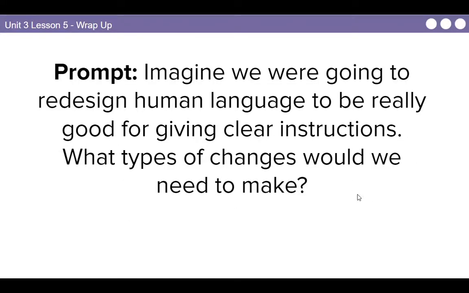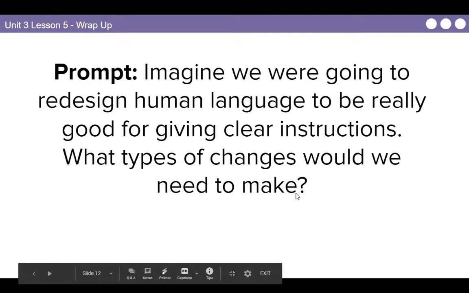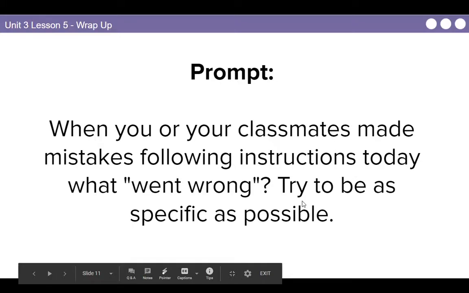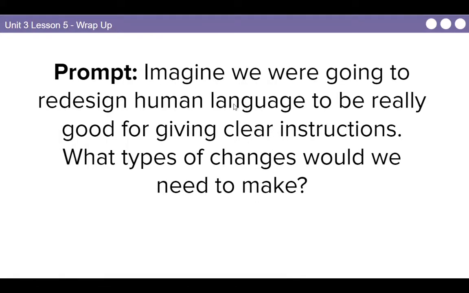All right, we got to imagine we were going to redesign human language to be really good for giving clear instructions. What type of change would you make for that? So again, this is another good example. This is going to help us kind of bridge the gap between bad directions and then just making our language so we can talk the way, right? So maybe we don't have, he jumped off a bridge. We don't have all these words we have in English that don't mean what they mean, and there's 10 different words for the word bad. Well, right, maybe we only use the word bad, right? So we come up with these great things.